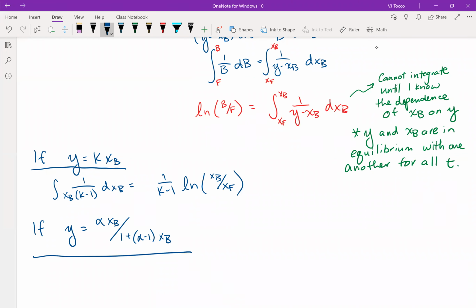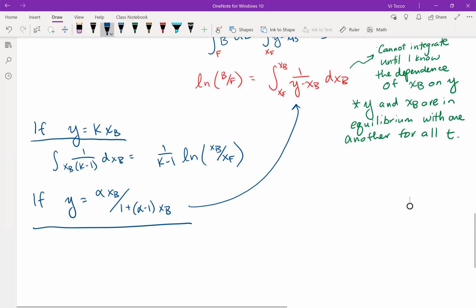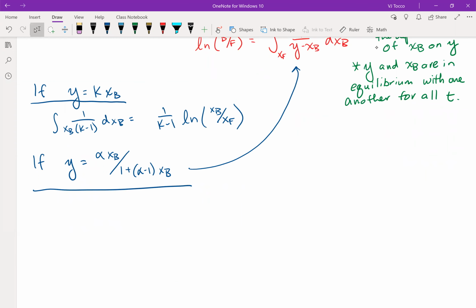You recognize if I plug this whole expression in for y, I'm going to have a very complicated integral. So you don't have to know how to take this integral. I'm not actually going to plug it in, I'm just going to tell you what the value ends up being. So the integral, well, actually, I'm going to plug it in just for clarity's sake: 1 over alpha xb over 1 plus (alpha minus 1) xb minus xb dxb.